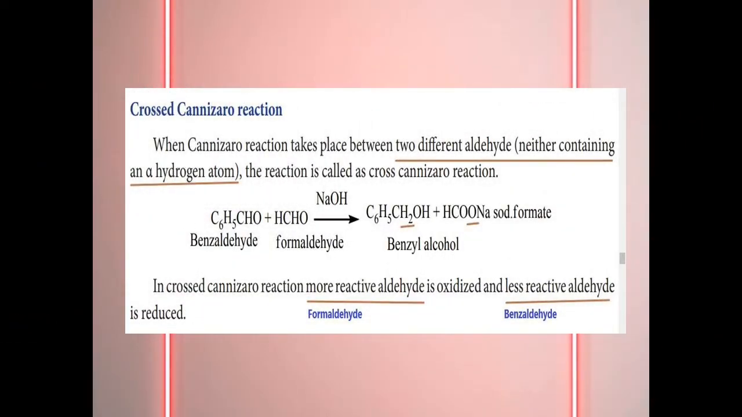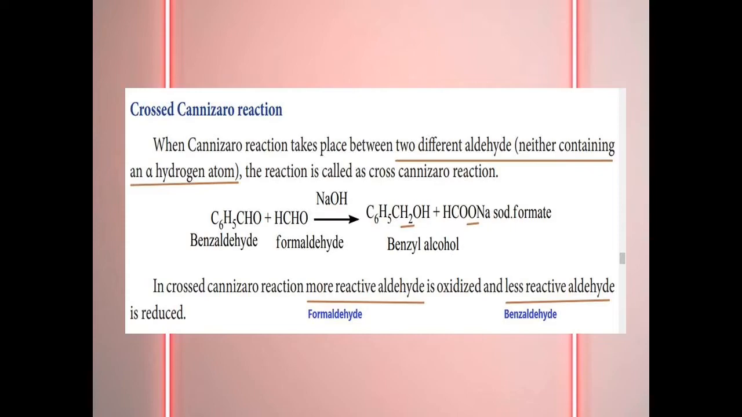Now the crossed Cannizzaro reaction. In this reaction, benzaldehyde and formaldehyde, both do not have alpha hydrogen. What is alpha hydrogen? The carbon nearer the aldehyde; benzaldehyde has a benzene ring, so there is no alpha carbon, that is not called alpha hydrogen. In the same way, in formaldehyde also, the hydrogen nearer the aldehyde is never called an alpha hydrogen, because it does not contain carbon, so it is not an alpha hydrogen.